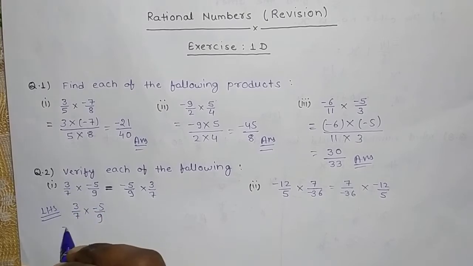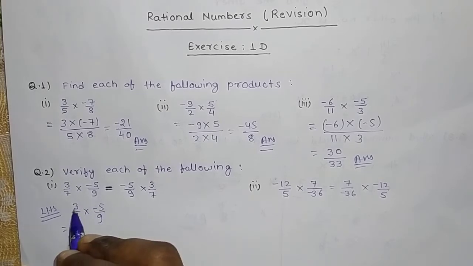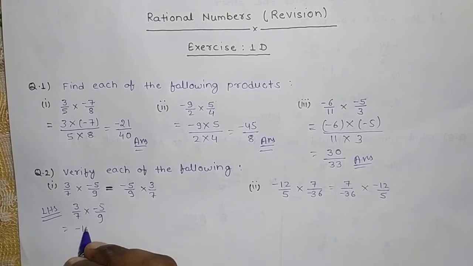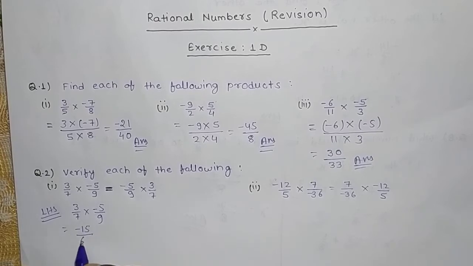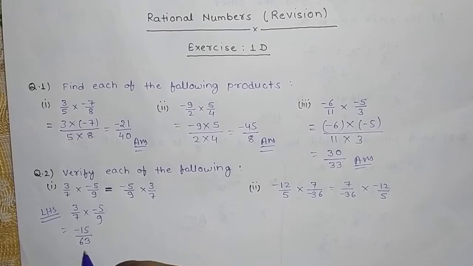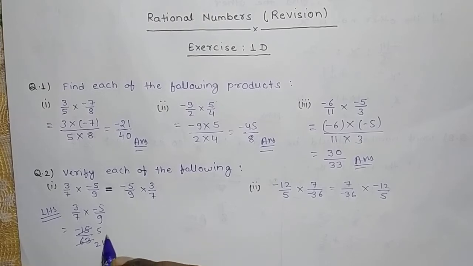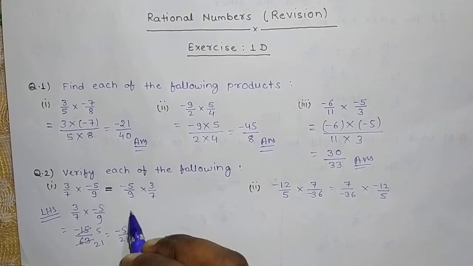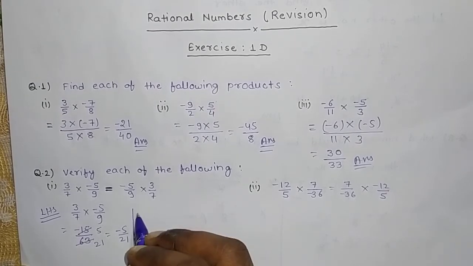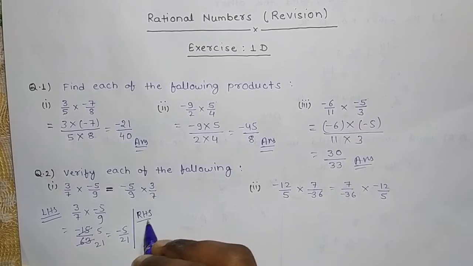So just solve it. 3 into minus 5. 3 5s are 15. So it becomes minus 15 divided by 7 into 9. 7 9s are 63. Now minus 15 upon 63. Here we can divide both the numerator and denominator by 3. So 3 5s are 15 and 3 2s are 6, 3 1s are 3. So this is minus 5 upon 21. This is LHS.